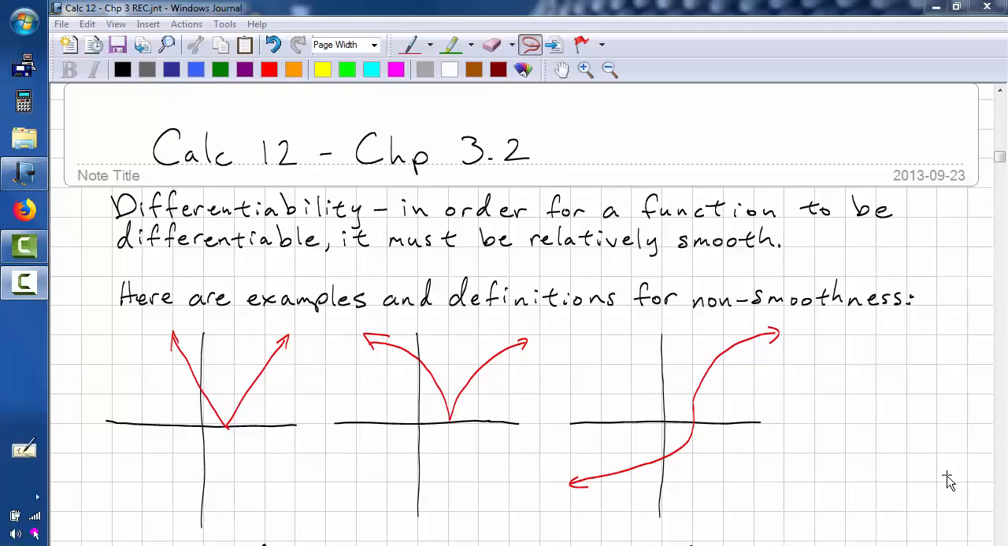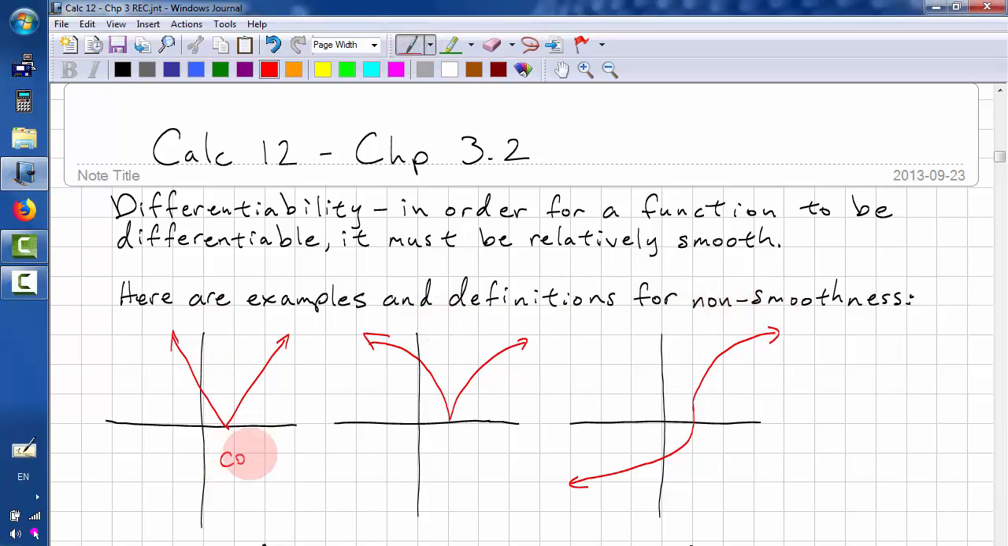This is Calculus 12, Chapter 3.2. We're going to be looking at differentiability. In order for a function to be differentiable, it must be relatively smooth. So here are some examples of non-smoothness.